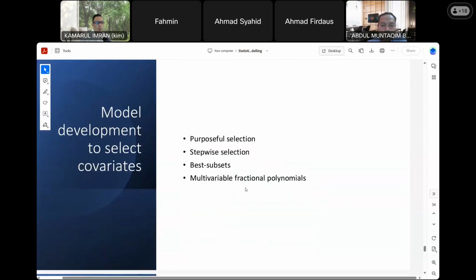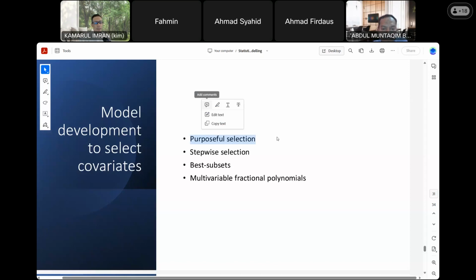Alright, this one is not that important. Model development to select covariates. So macam mana kita nak select covariates? So you can use a method called purposeful selection. Okay. So kalau you tengok Hosmer-Lemeshow, yang selalu kita dengar, okay, choose p-value less than 0.2 and then from there buang variable yang tak berguna, make effect check, interaction and all that. That is macam purposeful selection lah.